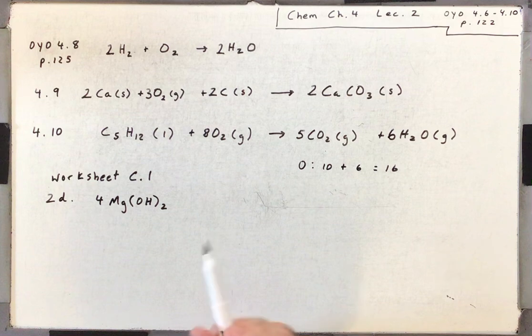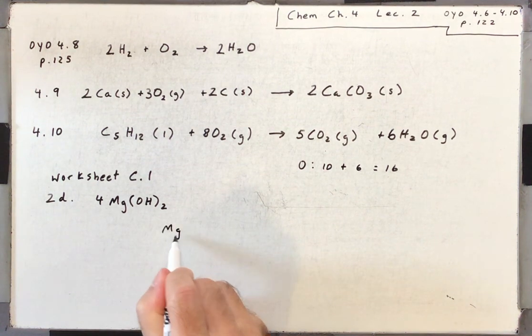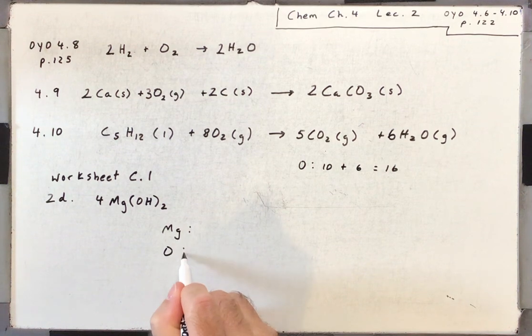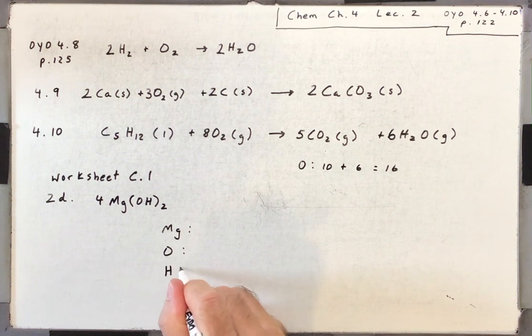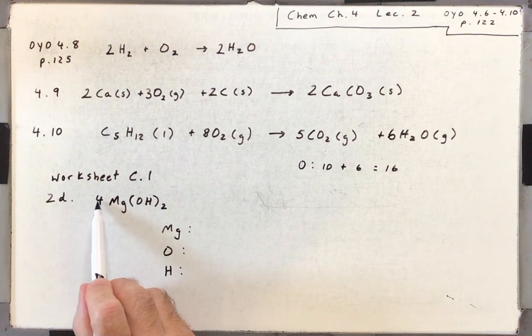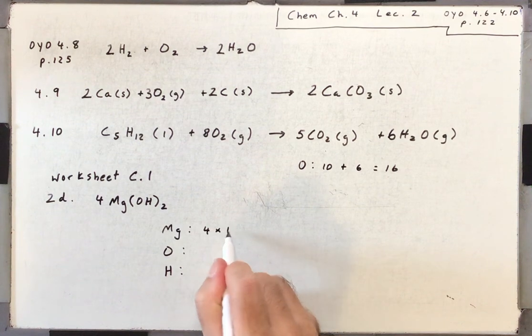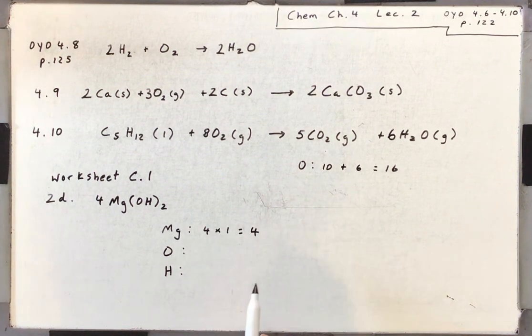So the question says, how many of each of these do we have? How many magnesiums? How many oxygens? How many hydrogens? Well, for magnesium, we have the 4 out front, and there's just 1 magnesium. So it's 4 times 1, which is 4.